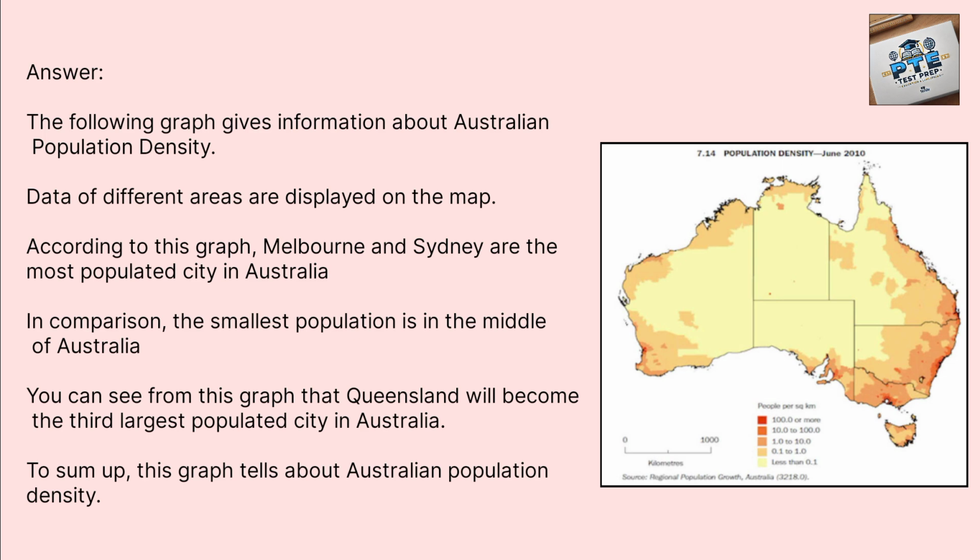In comparison, the smallest population is in the middle of Australia. You can see from this graph that Queensland will become the third largest populated state in Australia. To sum up, this graph tells about Australian population density.